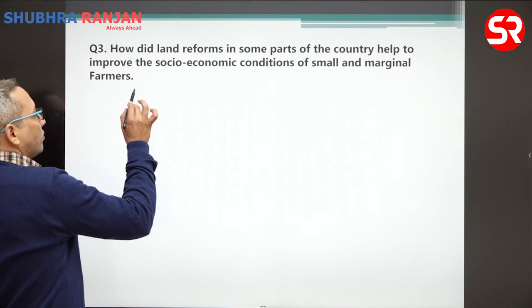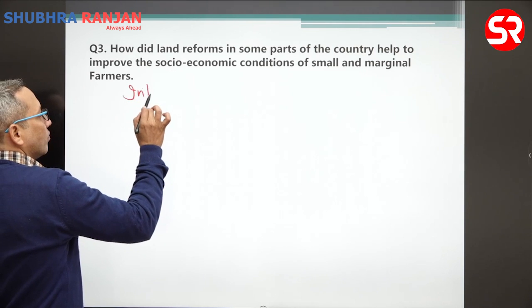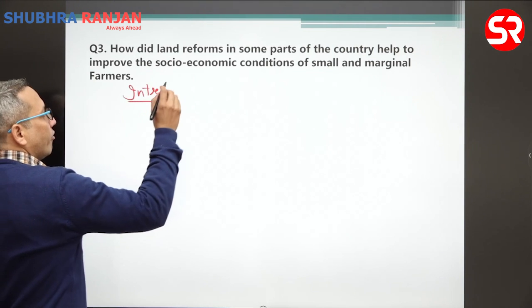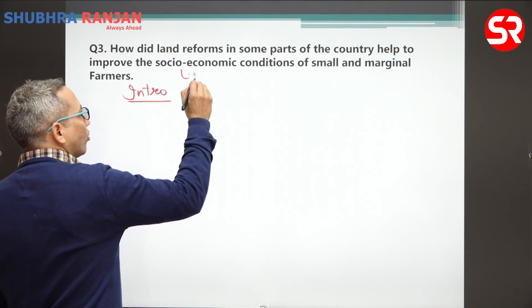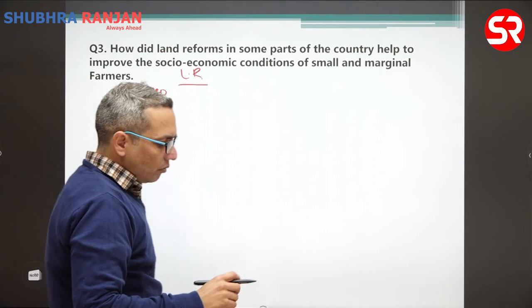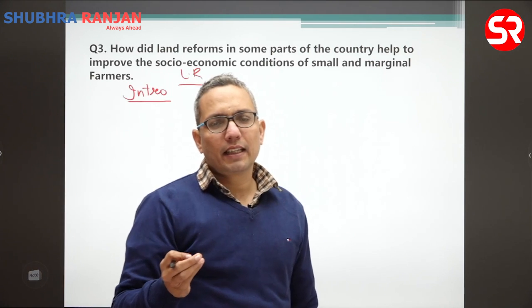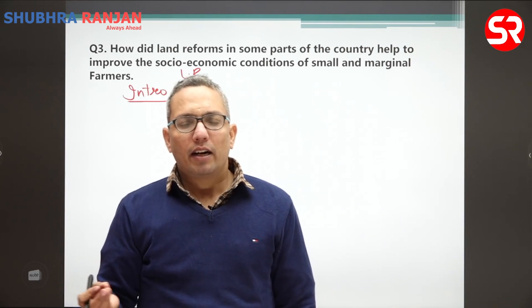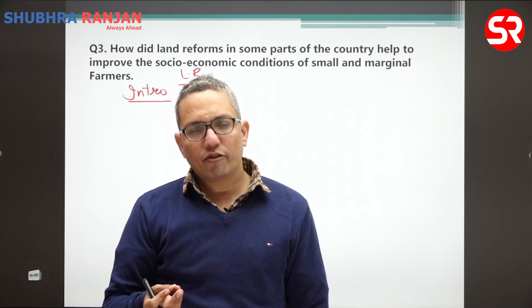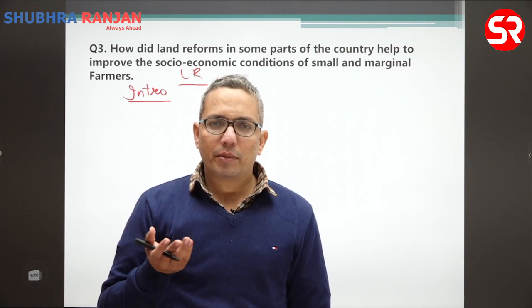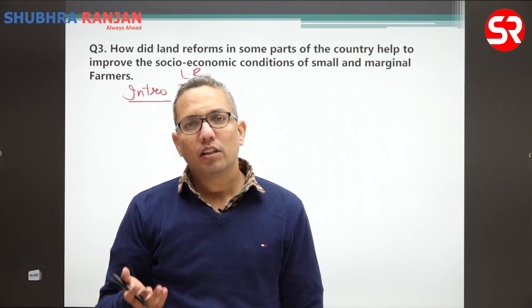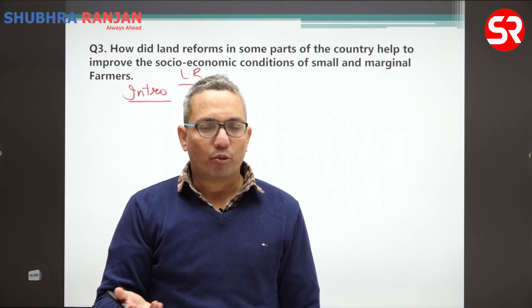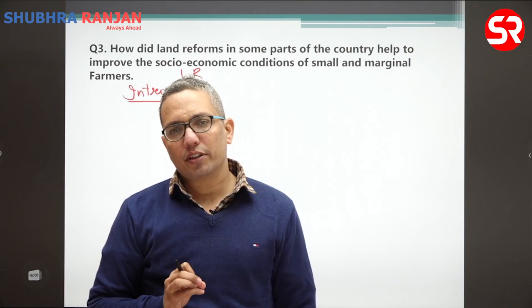In the introduction, we'll give the definition of land reforms. Land reforms were basically redistribution of land from rich farmers to the poor farmers. And land reforms consisted of various types of reforms like zamindari abolition, tenancy reforms, land ceiling and cooperative movement. That will be the introduction.